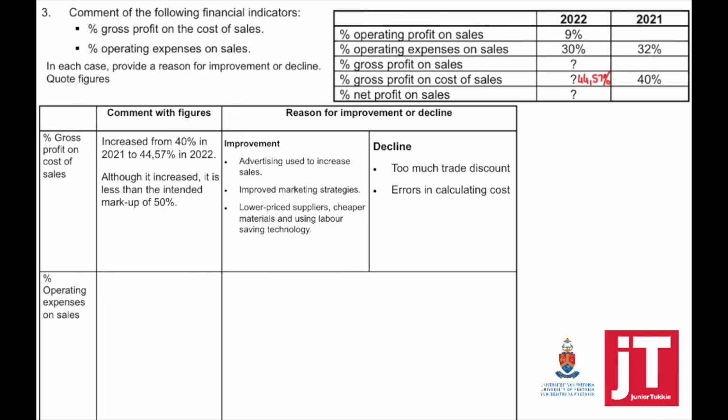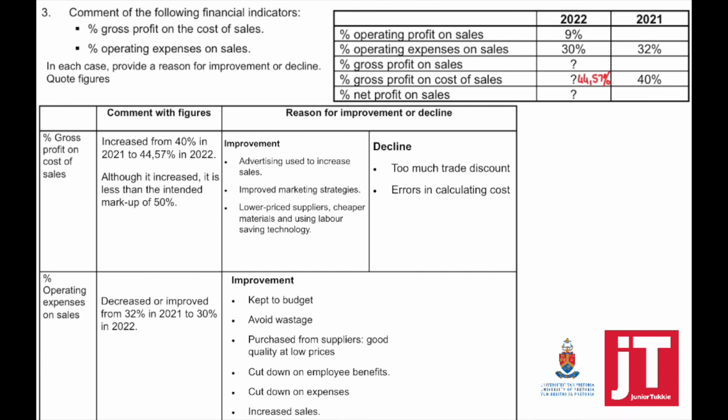Looking at the percentage operating expenses on sales. In 2021, it was 32%, and in 2022, it went down to 30%. This indicates that there was actually an improvement because cost normally goes up. Every year, cost goes up. For example, electricity, your fuel goes up. So you would tend to think that the operating expenses will increase year by year. So this indicates that they've managed it very well because there was an improvement from 32% to 30%.